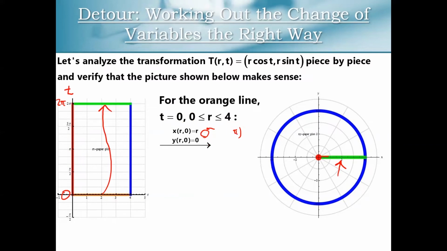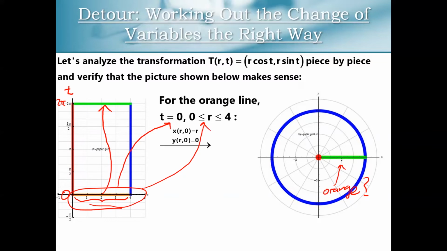So the orange line, if you look on the right-hand side, it looks like it's missing. Where's orange, right? You see it over here. The orange line is where t is fixed at 0, but my r is allowed to vary from 0 to 4. So you can see I have r varying from 0 to 4, but t is fixed at 0. And I guess that just maps into the same line segment. So the orange is right here. It's just underneath the green.